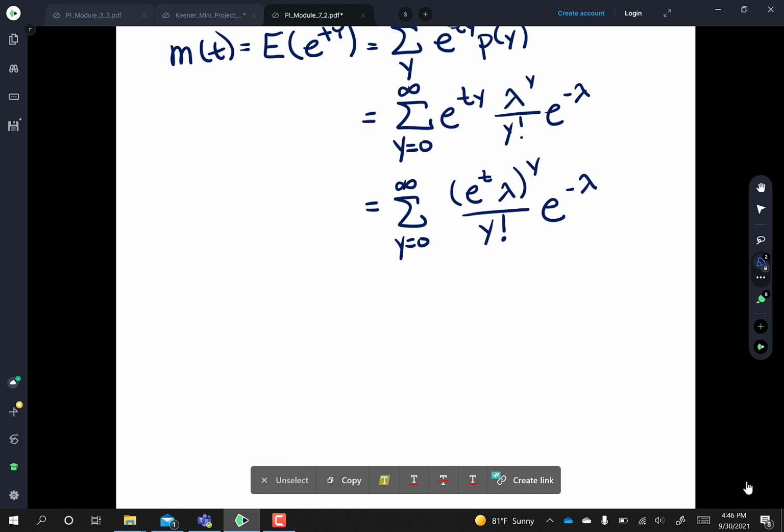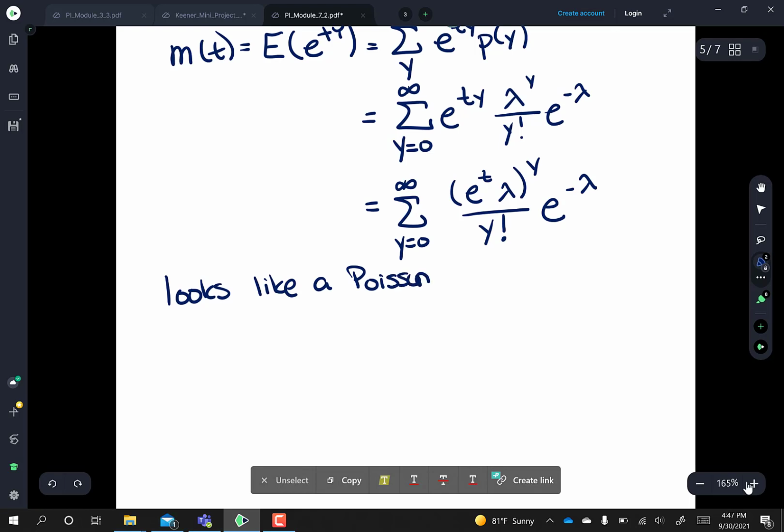here with this summation. The summation looks really nasty. I don't want to do this, but I know that if I sum over the sample space of a PMF, then that sum is going to be equal to 1. And so this looks very similar to a Poisson distribution. And in fact, it looks like a Poisson that has parameter e to the t lambda.